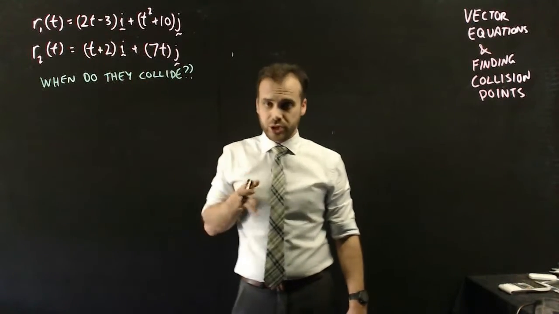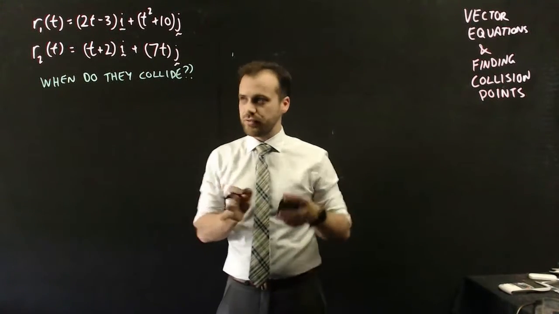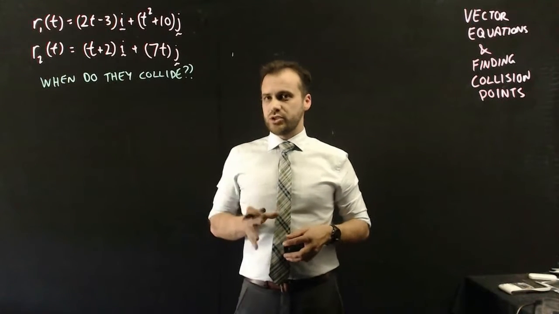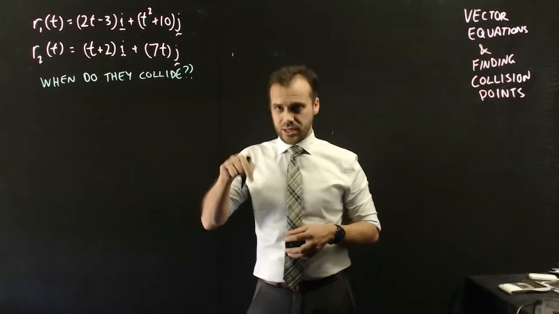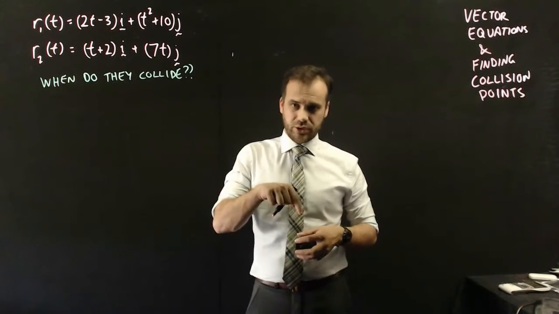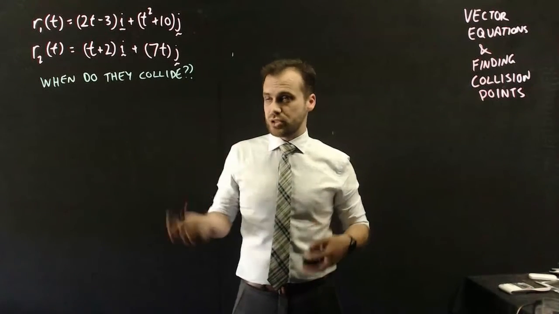They're moving through two-dimensional space, so along the ground, I and J, like a car weaving around. When do they run into each other? So, for them to run into each other, three variables need to line up. The time needs to be the same, the I component needs to be the same, and the J component needs to be the same. In other words, they need to be in the same place at the same time.